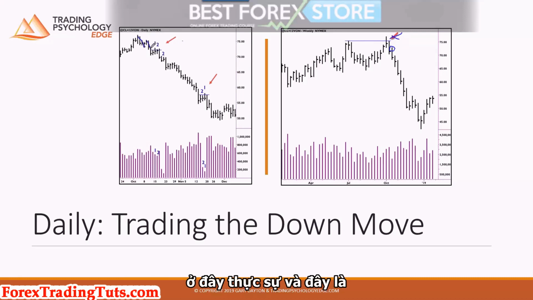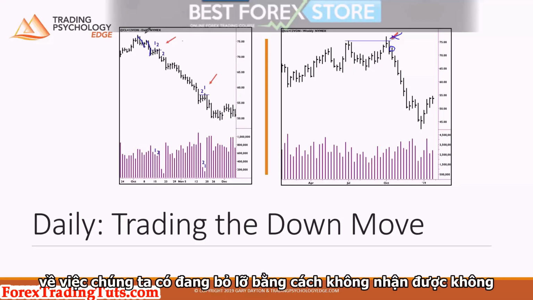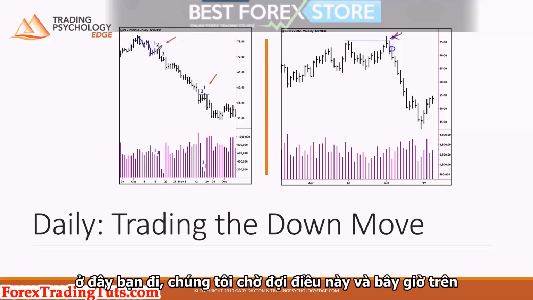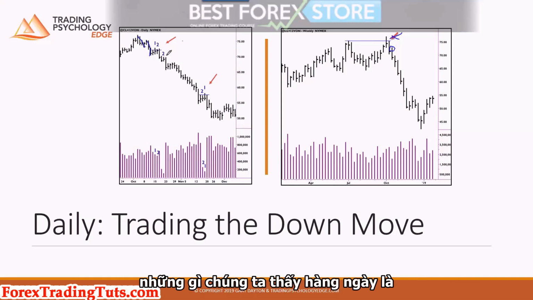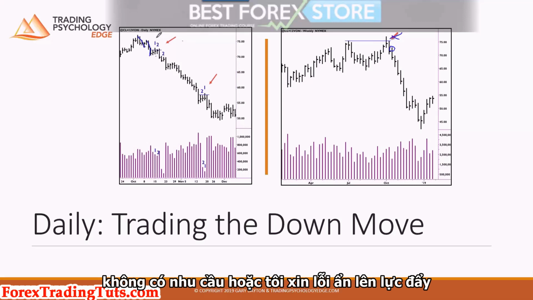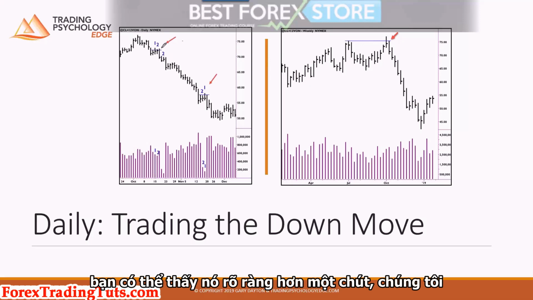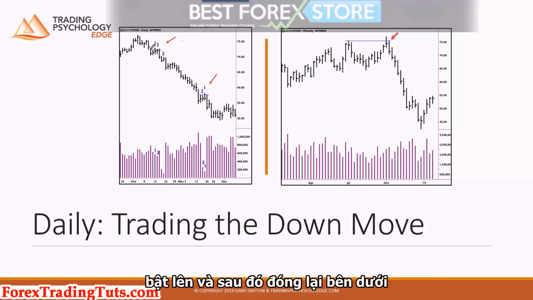And this is now for Tom, your question about are we missing out by not getting in at the tippity top? Here you go. We wait for this, and now on the daily, what we see are no demand, or I'm sorry, hidden upthrust on bar number 1. Let me erase this so you can see it a little bit clearer. We pop up and then close underneath this line in here. So hidden upthrust followed by no demand.